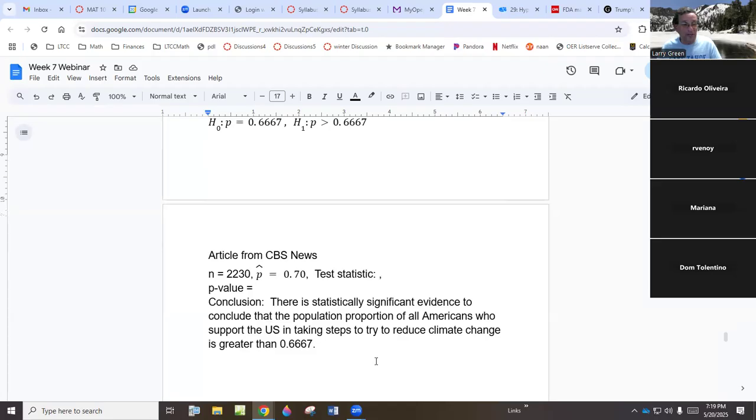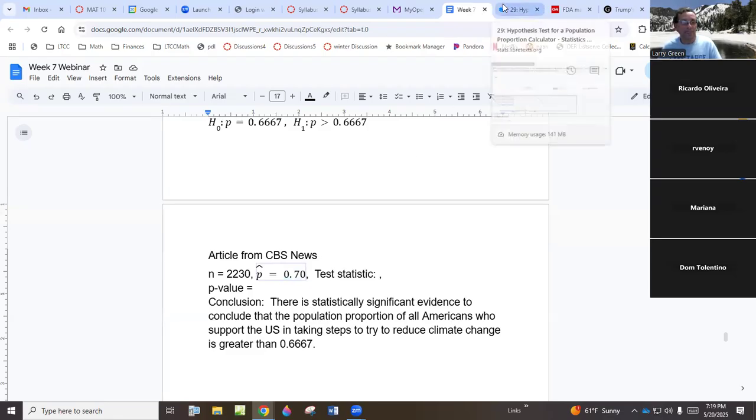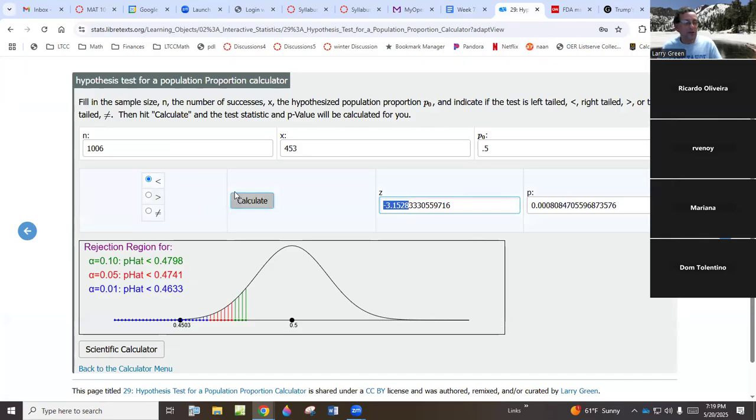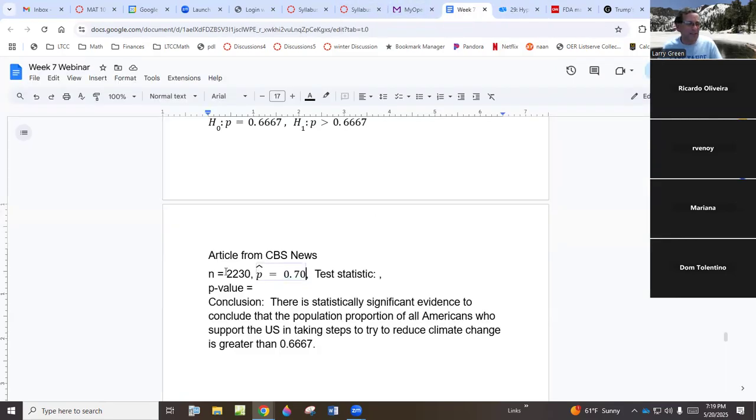And there was an article from CBS News. They surveyed 2,230 people, and their sample proportion was 0.7. By the way, is that bigger than 2/3? Is that bigger than 0.6667? It is, but you don't know by looking at it whether the test statistic is big enough or small enough. So we need to go and do the study. So we're going to have n again. n was 2,230.